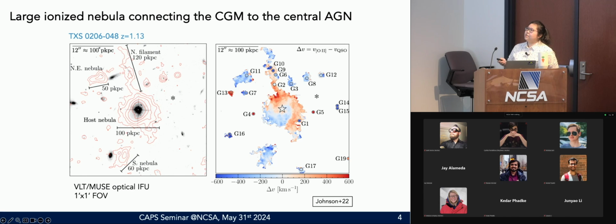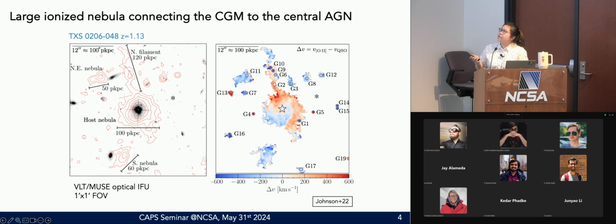Then you see this giant filament that spans over 100 kpc and is funneling gas into the host galaxy nebula. Here you can see that the velocity field of the filament and the host galaxy eventually connect. This made us suspect that there is filament accretion from the CGM scale into the host galaxy scale.